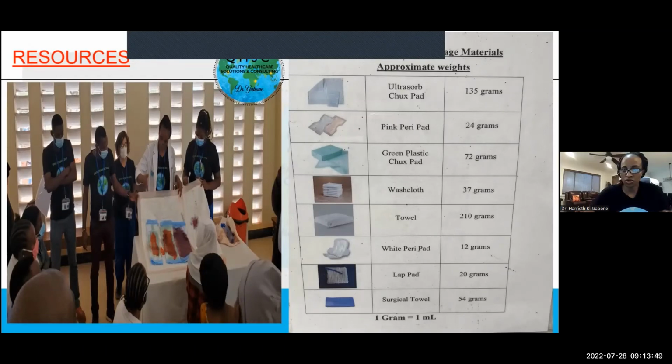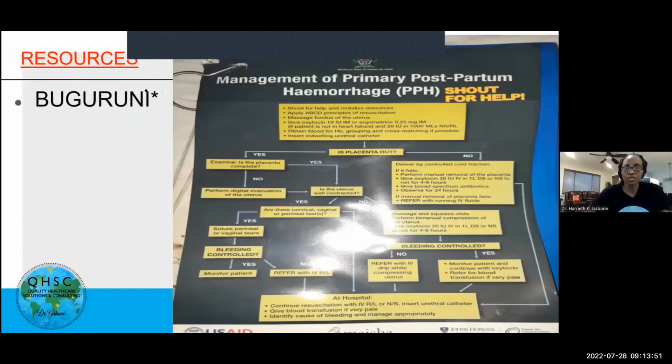So from Buguruni, they have a protocol. It's something that if you have it, every single person needs to know where it is, so then you can always systematically provide that care. So this is one of the items they share with us.